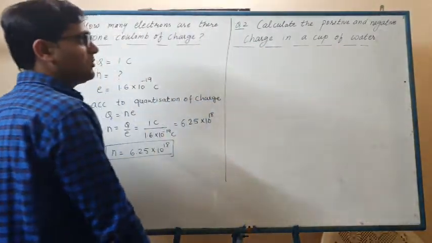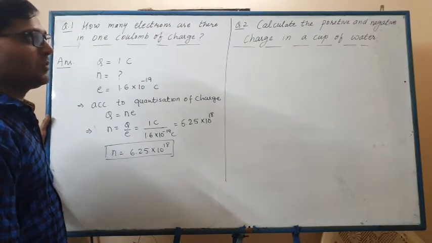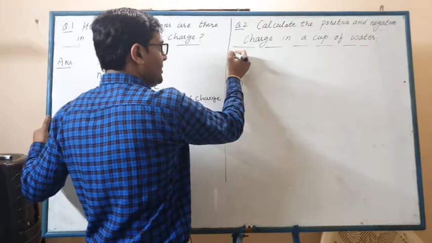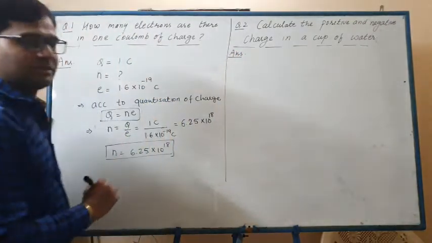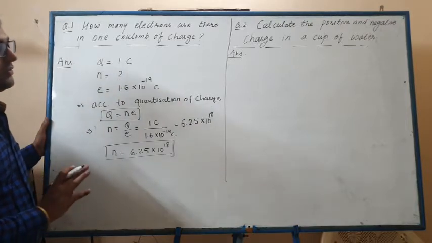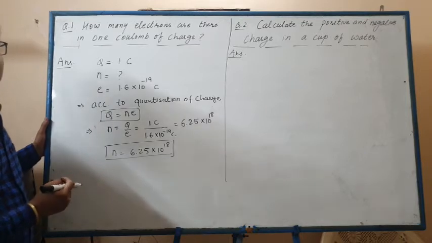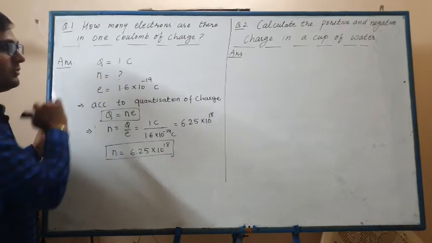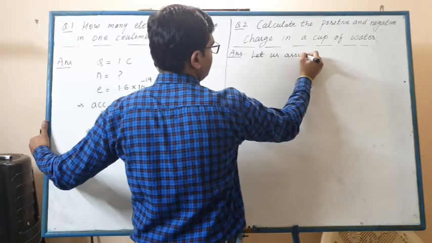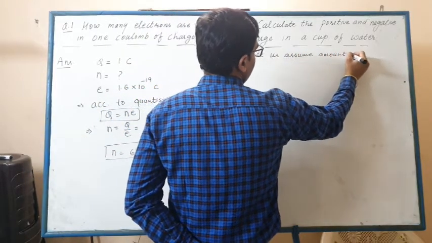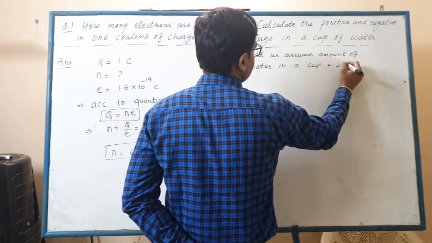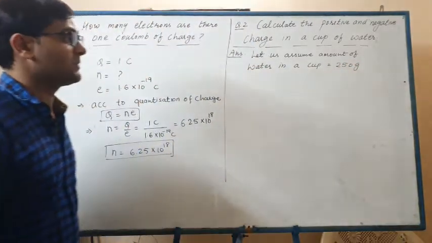In second numerical, we need to calculate positive and negative charge in a cup of water. So we have to use the same formula, but this is a little bit complicated because we are provided with nothing. We don't know the number of electrons, but still we have to calculate the value Q. So we can assume one thing. Let us assume amount of water in a cup, that is 250 gram. You can take another value as well.